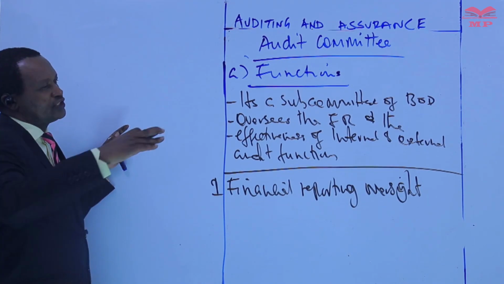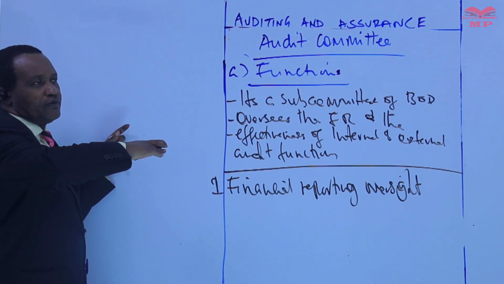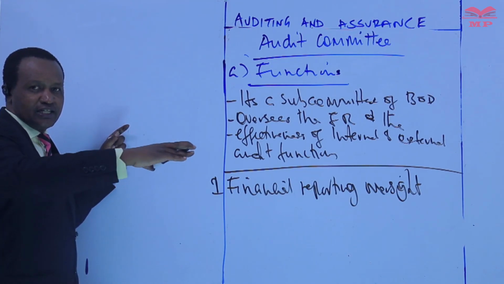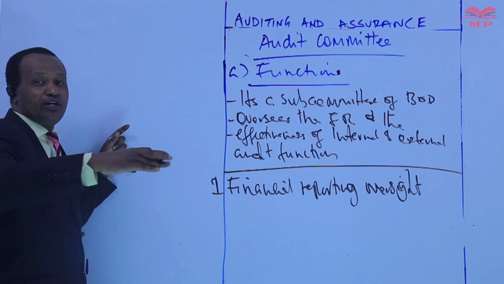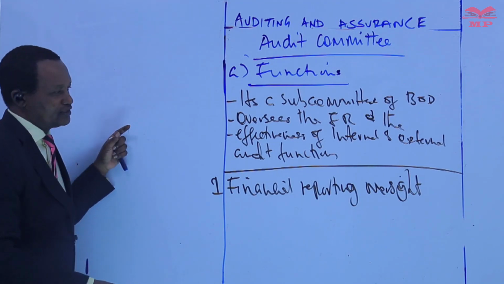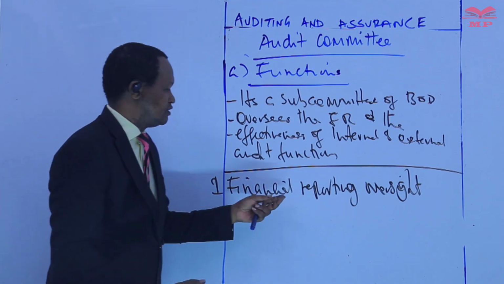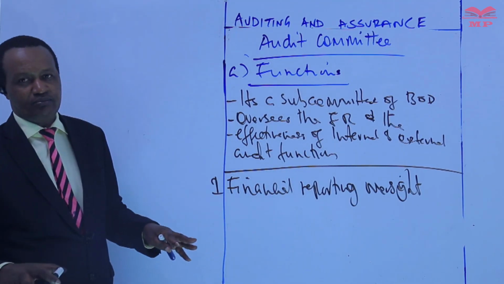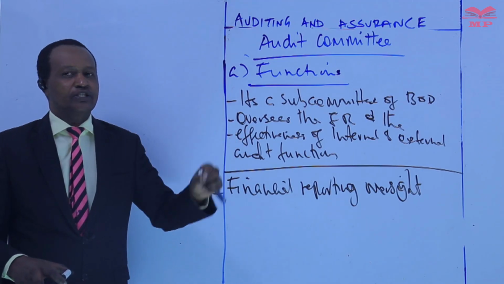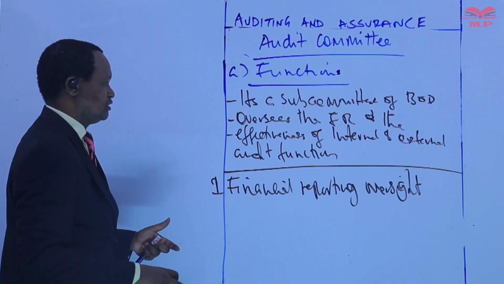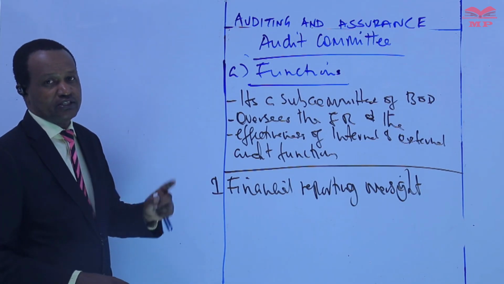So that is in relation to financial statements. But this committee also monitors and reviews the organization's accounting policies and practices. That's part of the financial reporting oversight, monitoring the organization's accounting practices, accounting policies, and so on. Financial reporting oversight.